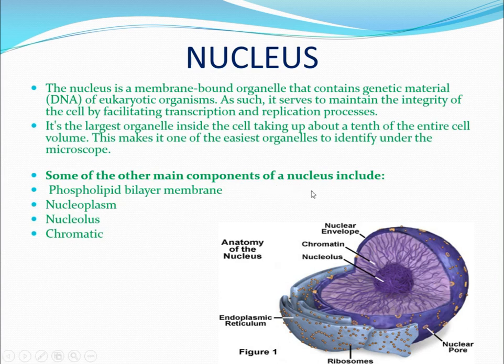Some of the other main components of the nucleus include the phospholipid bilayer membrane. Then it consists of nucleoplasm, and it contains the nucleolus, and within this chromatin is present. So this is the detailed anatomy of the nucleus. Hope you are able to understand the important and vital role as well as the structure of the nucleus, in both the plant cell and the animal cell. So let's move to the next slide.